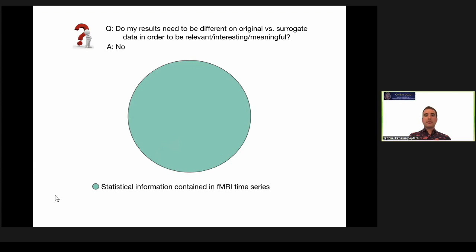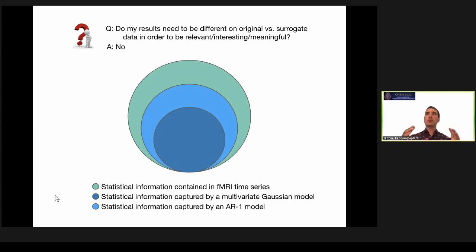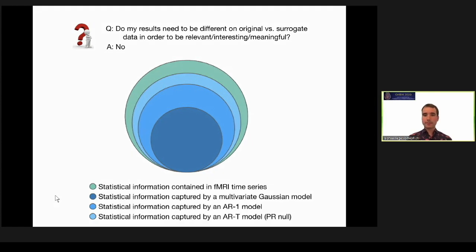Let's represent the statistical information contained in fMRI data by this big green circle. This is the statistical information that is captured by a multivariate Gaussian model, essentially by the covariance of fMRI time series. This is the covariance plus R1, so the first-order lagged information, and this is the covariance plus the full autocorrelation structure that is preserved by the phase randomized null. Let's now consider two cases.